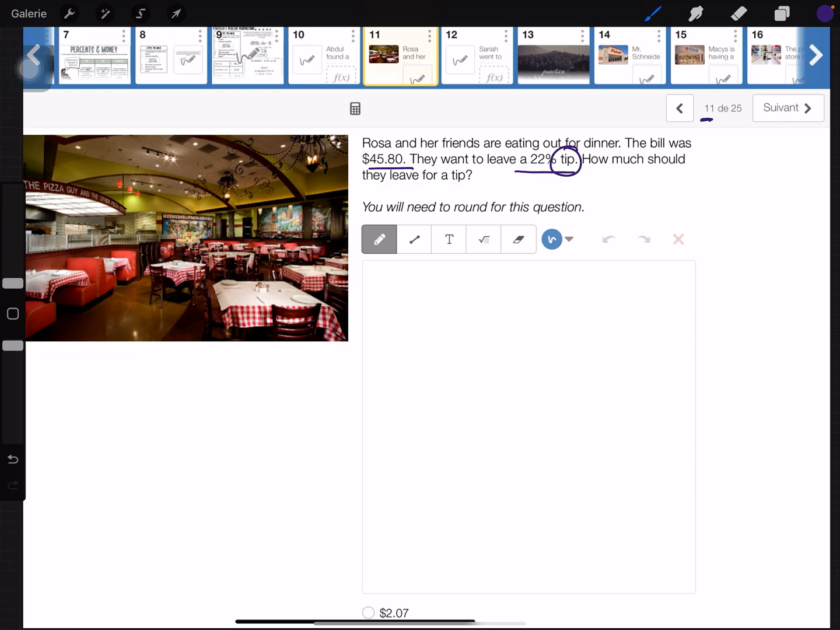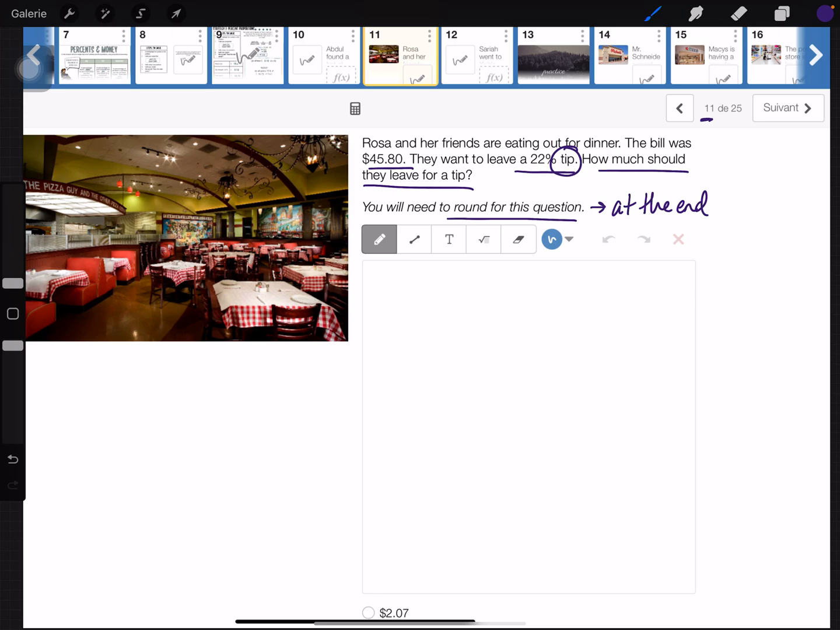So my first step, I'm looking for if this is tax, tip, or discount. We know that this is a tip. Also, it's saying we're going to have to round for this question, so I'll keep that in mind, but I will only round at the end. I'm not going to round beforehand because that will change my answer. So I'm going to make sure to do this at the end.